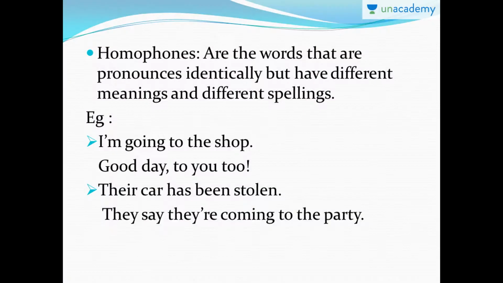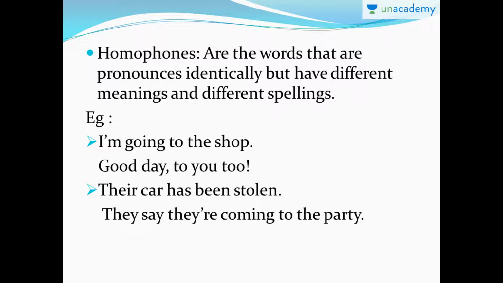Alright, so now homophones are the words that are pronounced identically. That means they're pronounced similarly but have different meanings and different spellings. Okay, so the only thing is they're pronounced the same way, but the spelling and the meaning are entirely different.